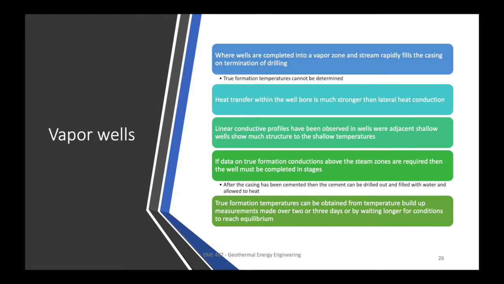If data on true formation conditions above the steam zones are required, then the well must be completed in stages. After the casing has been cemented, the cement can be drilled out and filled with water and allowed to heat. True formation temperatures can be attained from temperature buildup measurements made over 2 or 3 days or by waiting longer for conditions to reach equilibrium.